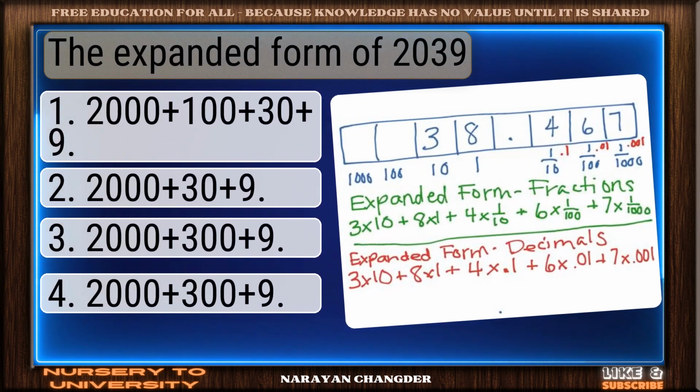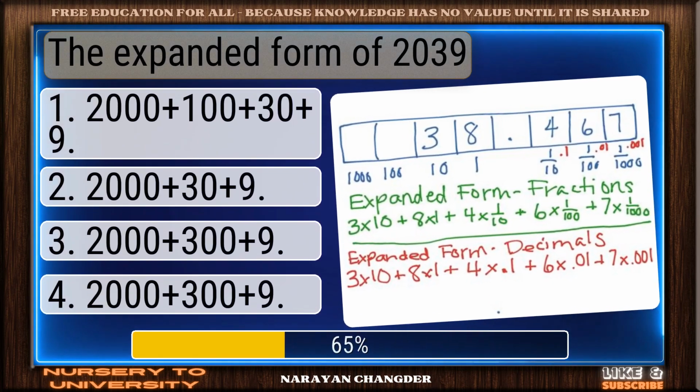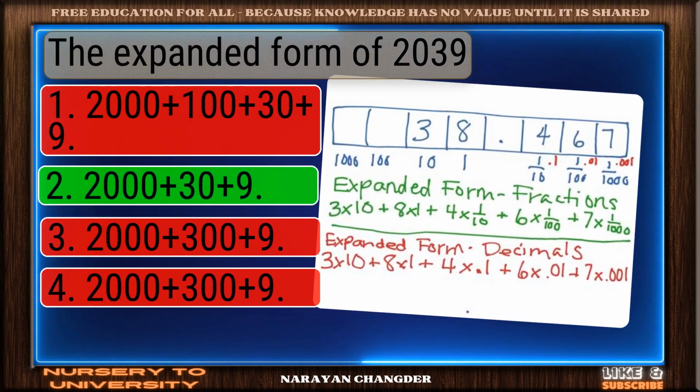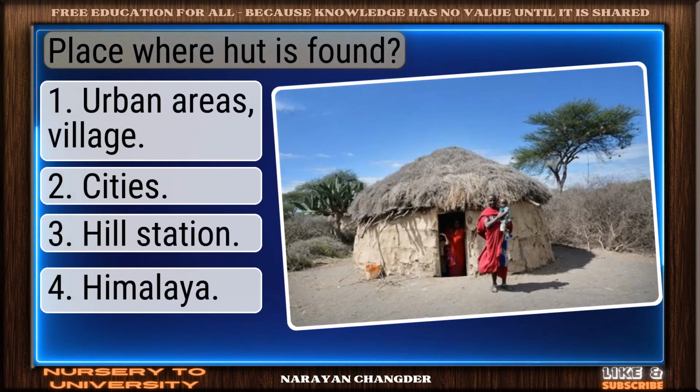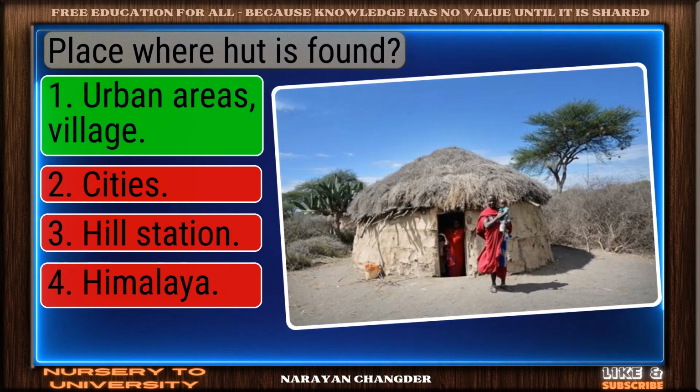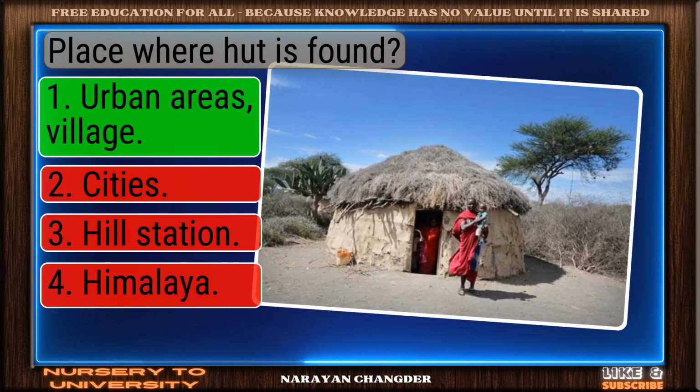The expanded form of 1039. You're right. 2000 plus 30 plus 9 is the correct answer. Place where hut is found. Solid response. Urban areas, village is a valid choice.